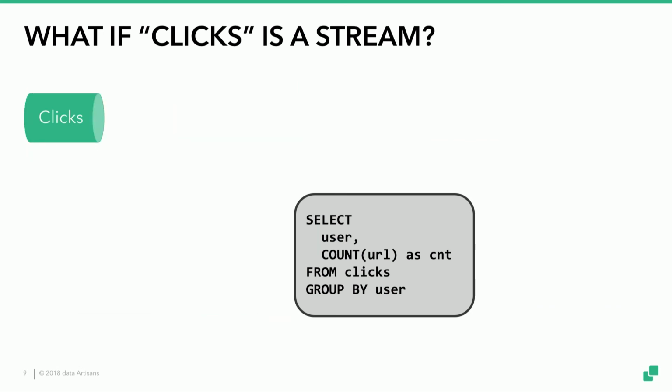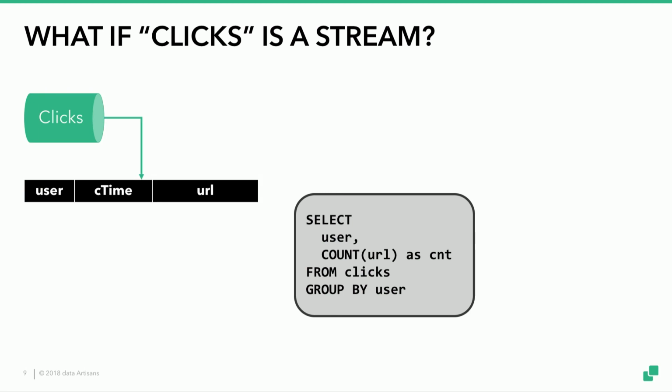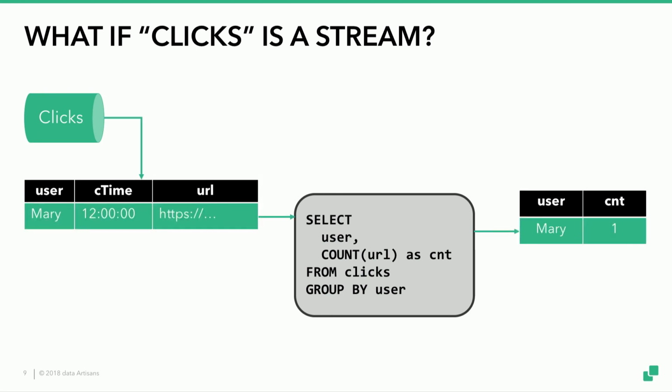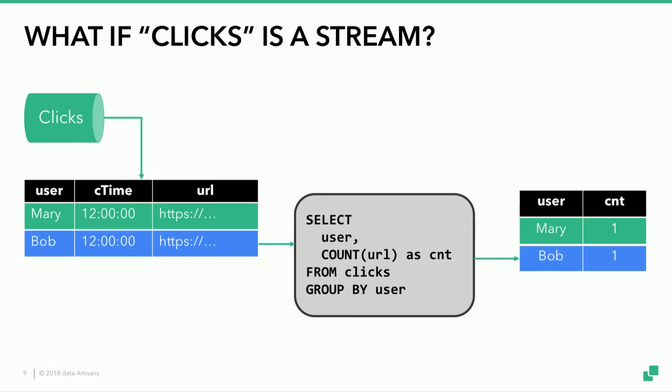How does it work with streams? So what if clicks is just a stream? The problem here is the events are coming in, so they are not available at once, they are coming in from time to time. This means we need to be more flexible about the output, which means in this case, Mary has just a count of 1, but then there are more rows coming in.